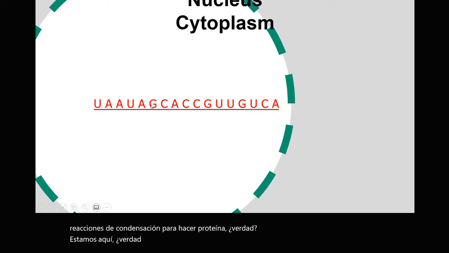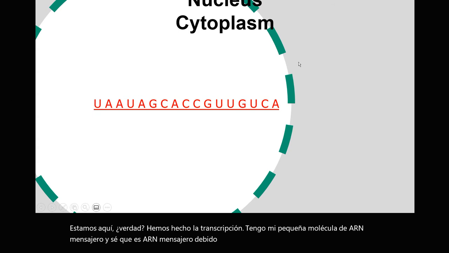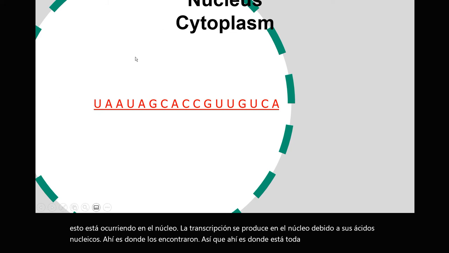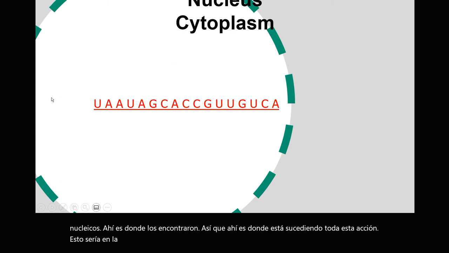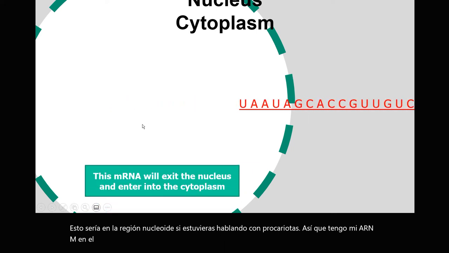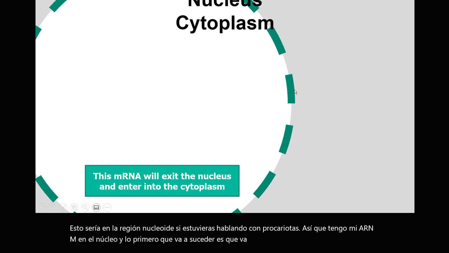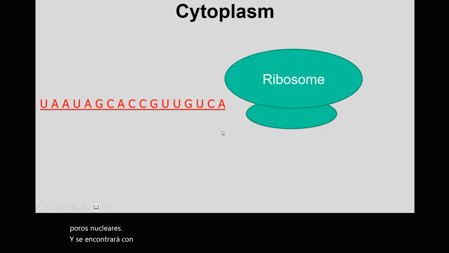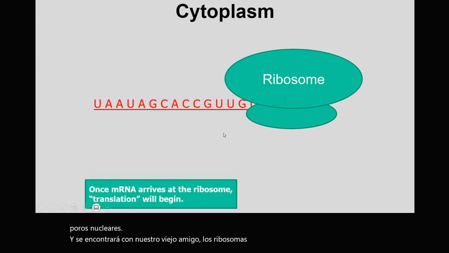I have my little messenger RNA molecule, and I know it's messenger RNA because of the presence of those uracils. So all of this is occurring in the nucleus. Transcription occurs in the nucleus because they're nucleic acids. That's where they found them, so that's where all this action is happening. This would be in the nucleoid region if you were talking about a prokaryote. So I have my mRNA in the nucleus, and the first thing that's going to happen is it's going to exit into the cytoplasm through some nuclear pores, and it will encounter our old friend, the ribosome in the cytoplasm, right? So the ribosome is the site of protein synthesis.